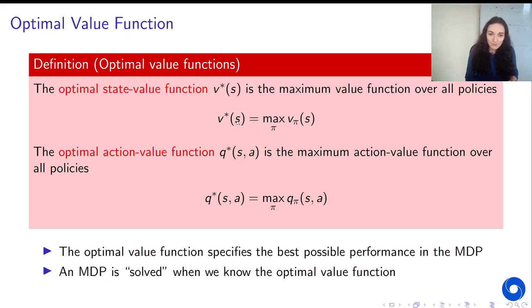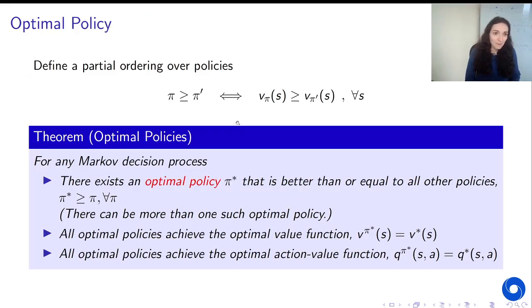So the optimal value function specifies the best possible performance in the MDP, and we're going to say that an MDP is solved when we can provide the optimal value function. And we'll see that if we provide the optimal value function, we can trivially derive an optimal behavior policy out of that. Okay?